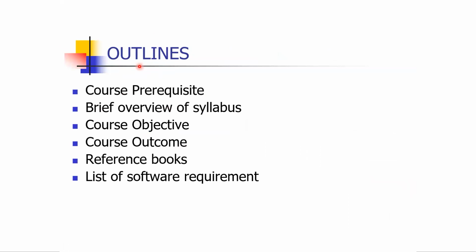So these are the outlines for this particular lecture. Outlines means what we are going to cover in today's lecture 1. We will first see the course prerequisite requirements, and then a brief overview of the syllabus, the contents and critical points we are going to learn. Then the course objective, meaning the main motive behind this subject and the outcome for you, what you will learn after this subject, the reference books or reference materials, and the requirement of the software. These are the outlines we are going to cover today.